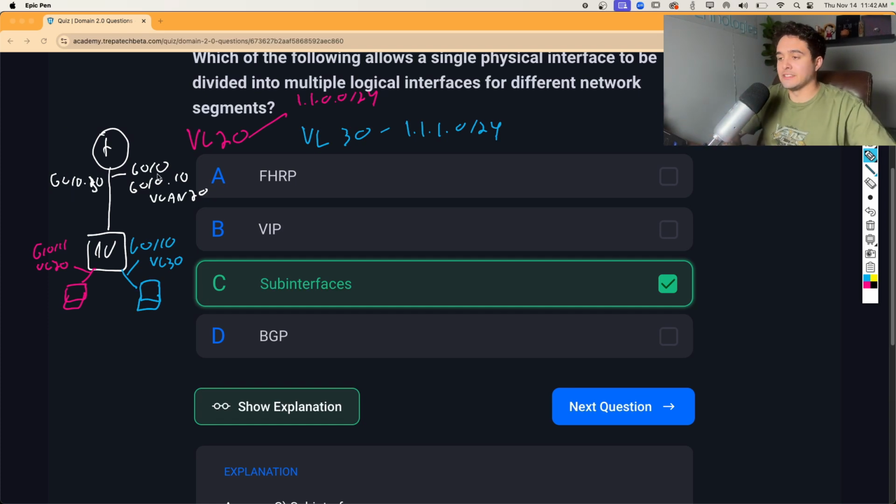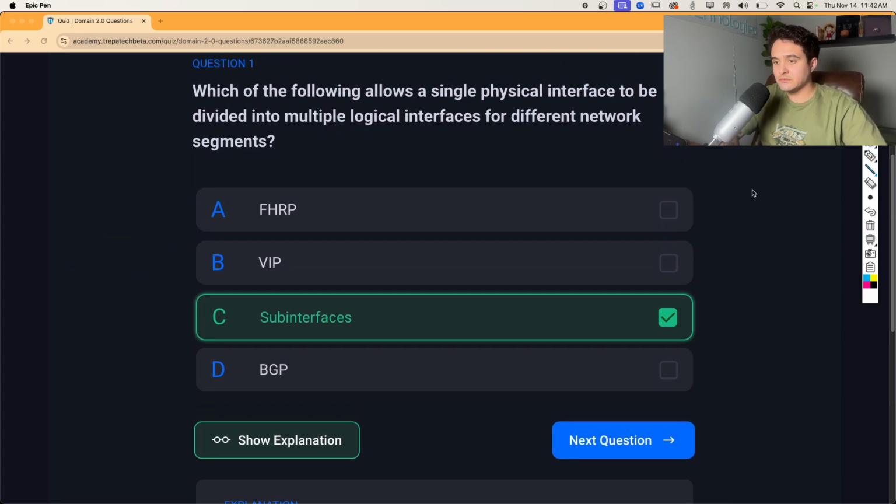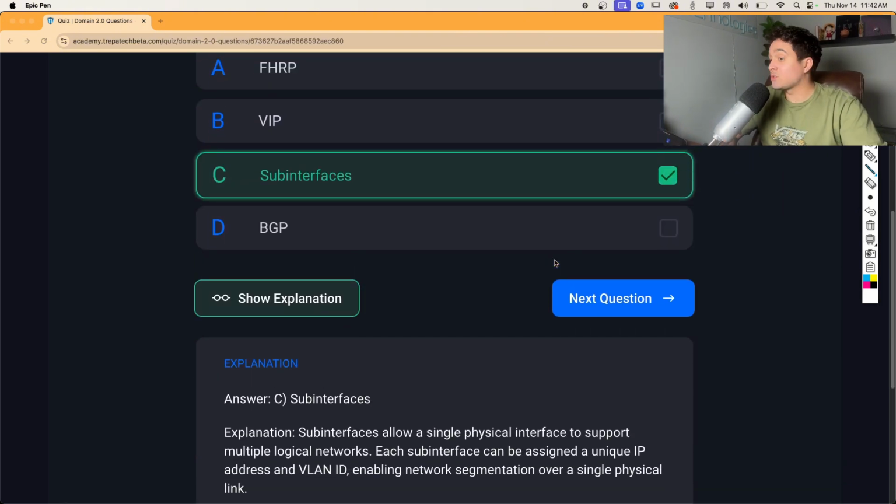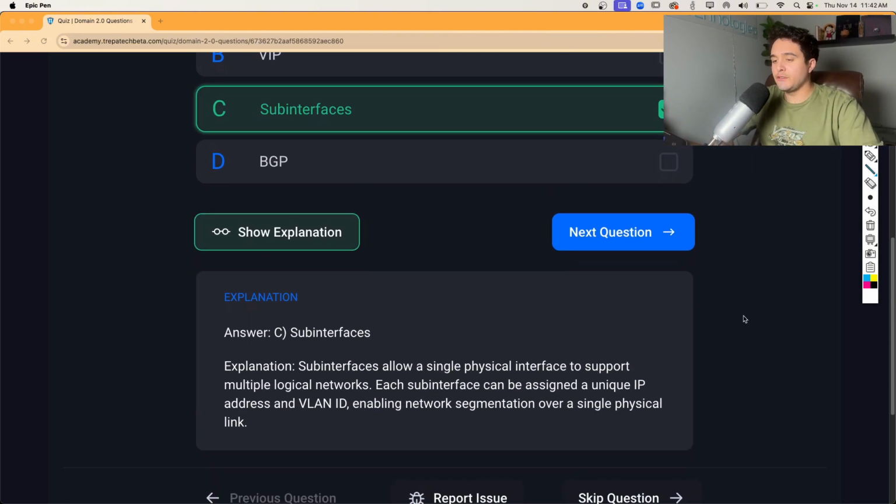That's what a sub-interface is, a logical interface that allows us to have inter-VLAN communication. And when I say, so this one says logical interfaces for different network segments, that's what it means. Pause the video if you'd like to read the explanation.